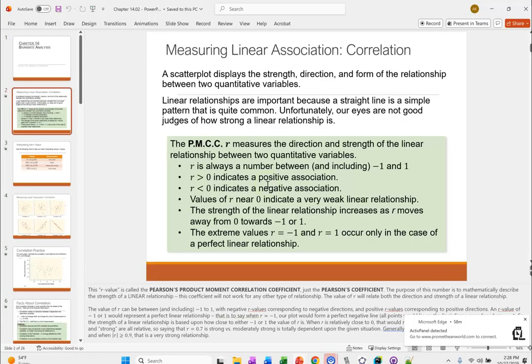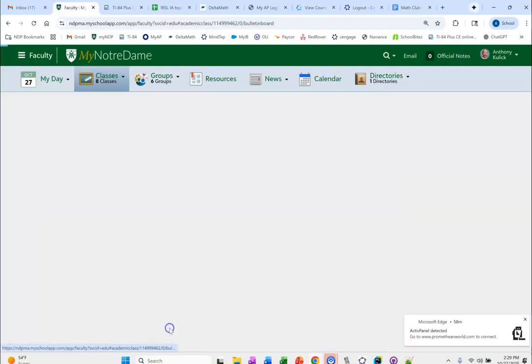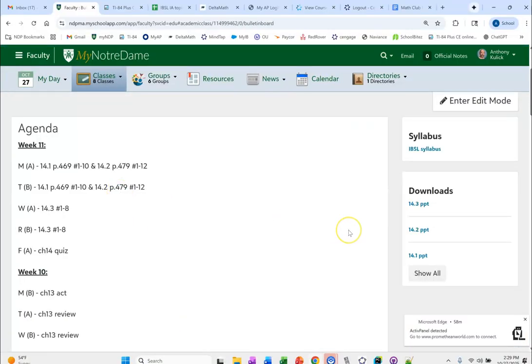Anyway, that's the gist of it. This will stop us for today. You can take the last 15 minutes or so to yourselves. You should be able to do sections 14.1 and 14.2 for homework now, though, which is page 469, 1 through 10, and then 479, 1 through 12.